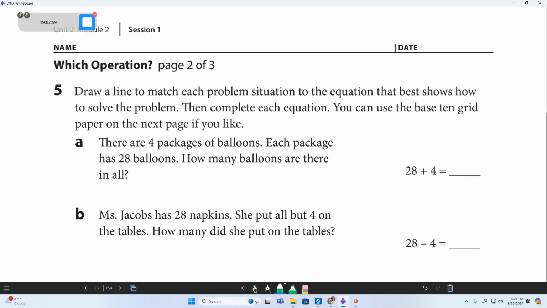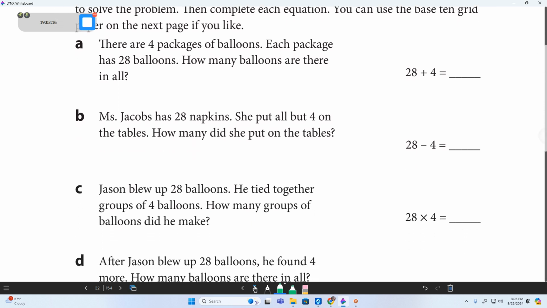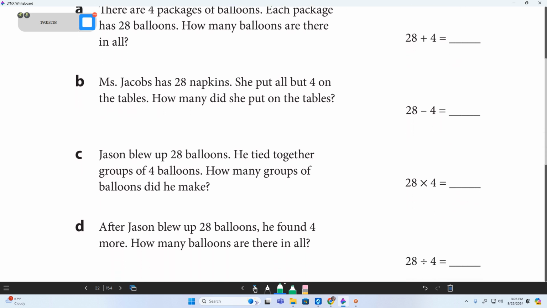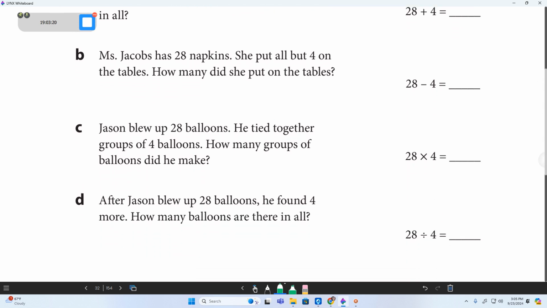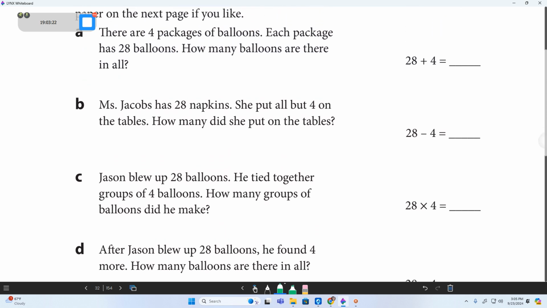Draw a line to match each problem situation, each word problem, to the equation that best shows how to solve it. Then complete each equation. You can use the base 10 grid paper on the next page if you like. That was just some empty space. Okay, I see an A, B, C, and a D, and we need to match it with the 4 things over here.